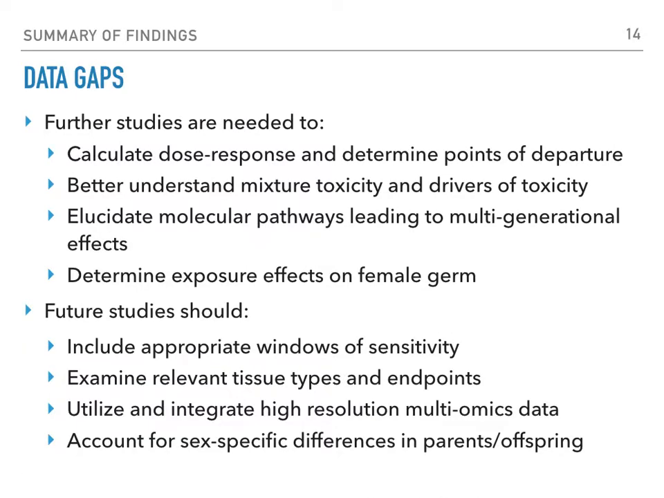As far as the data gaps that still need to be addressed, we don't necessarily have a lot of solid dose response studies to understand concentrations that will elicit the effects, and there's also, as I mentioned, a need to better understand mixture toxicity and the particular drivers of the effects that we see in germ cells, especially given that in humans we're not exposed to just one substance at any given time. We have a lot of co-exposures, and could there be various synergisms or different effects given other co-exposures? And further understanding the molecular pathways leading to the multi-generational effects is needed, as well as looking more into effects on the female germline and those specific mechanisms, since more of the information is focused on the male germ cells right now.